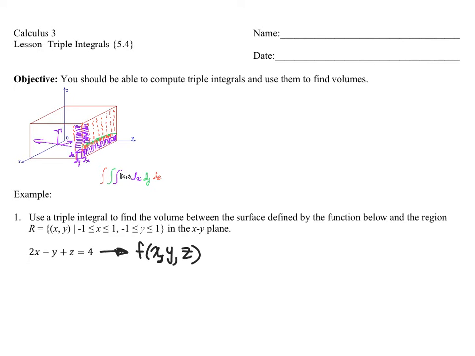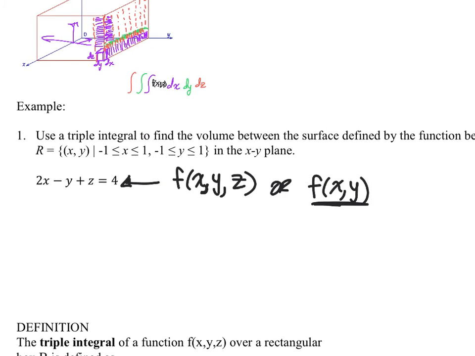So I could write this as a function of f of x, y, z. I put my arrow the wrong way. Or I could write it as a function of x, y. It all depends on how I want to approach this. But let's say we want to keep it simple and focus on writing it as a function of x, y. And let's just say that that function is unknown. What I would need is a triple integral.